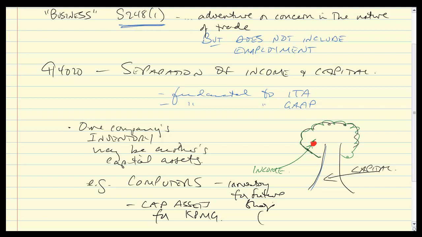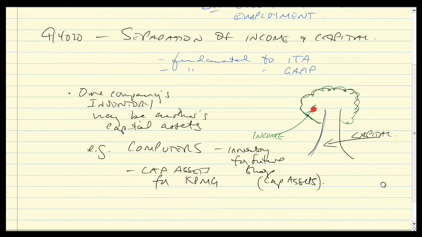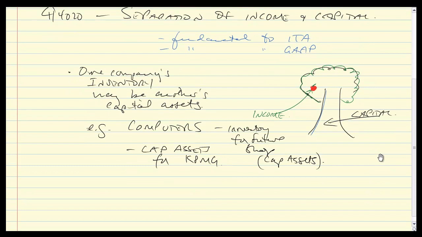You know, also important to note that Future Shop itself also has some computers that are capital assets, right? So it gets a little bit confusing here. But why does it matter? Well, it matters a lot because the Income Tax Act, by its very name, wants to tax income. And it wants to tax different kinds of income differently.